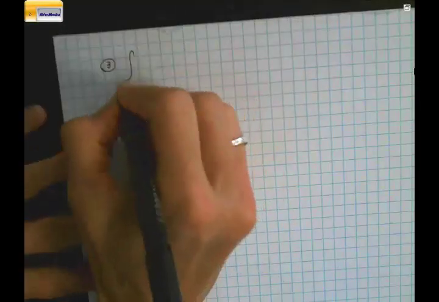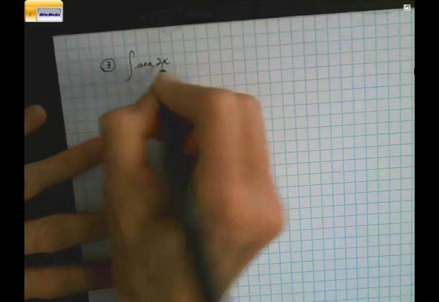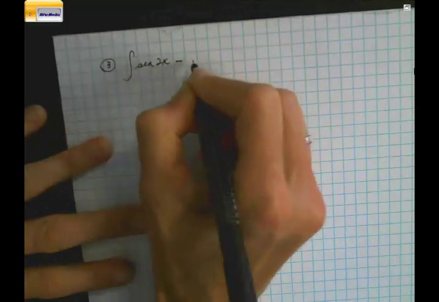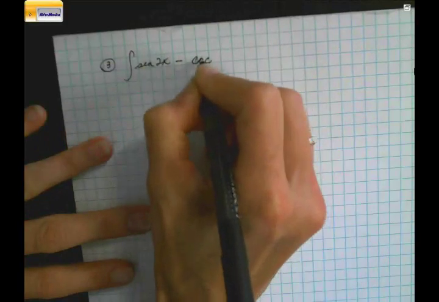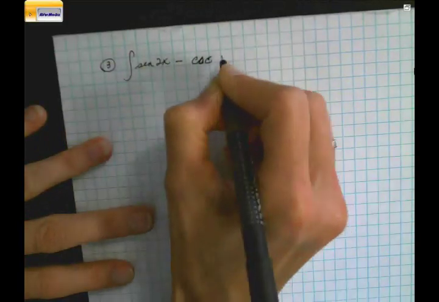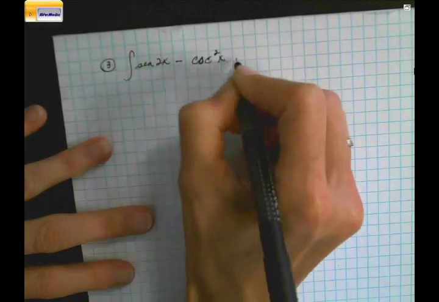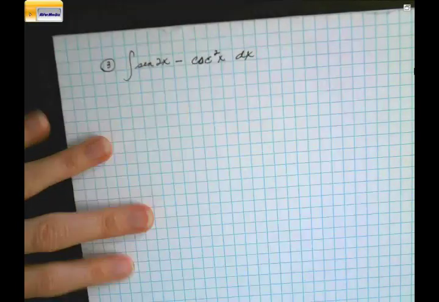Okay, suppose we want to integrate sine of 2x minus, this is a cosecant, that's an S, CSC, cosecant squared x dx.